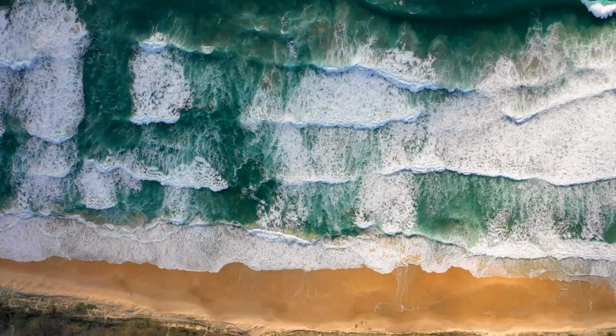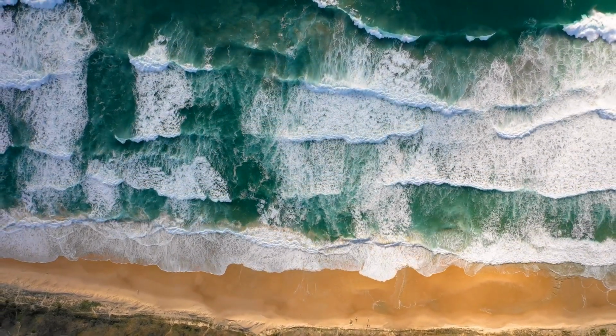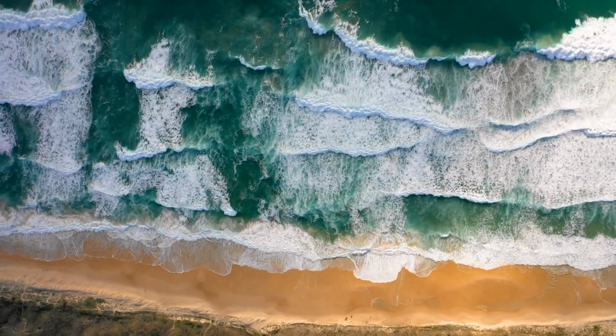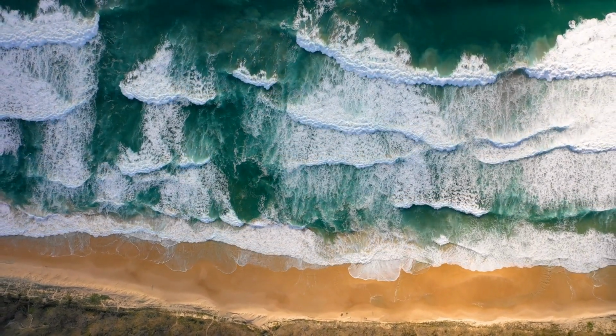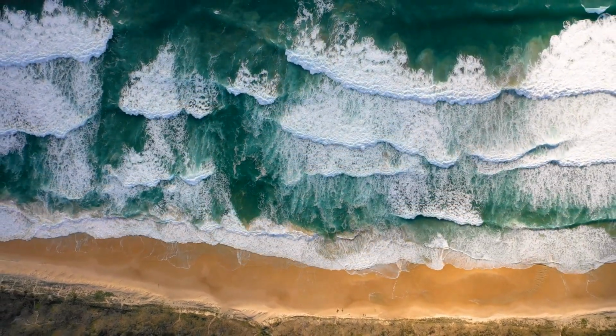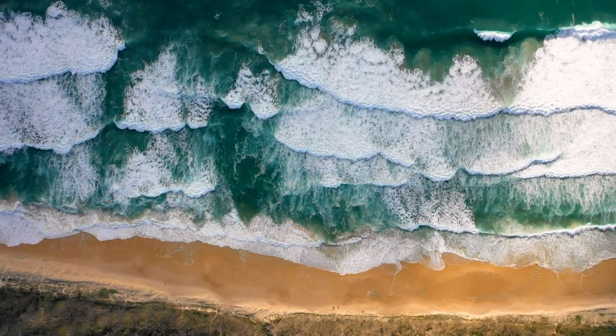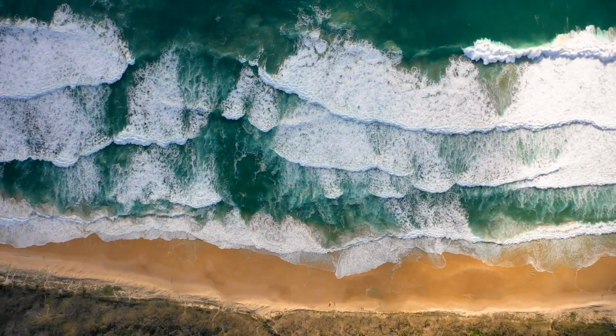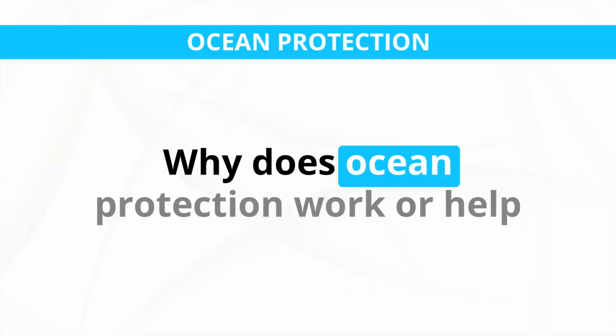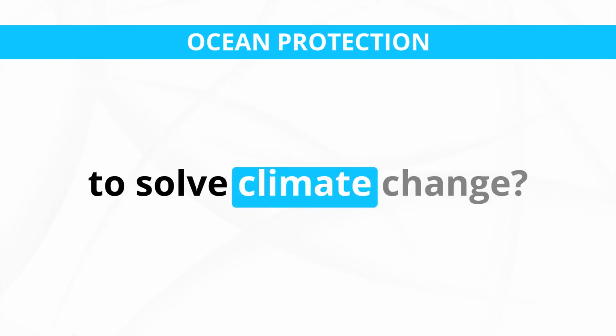But because things we do on land also affect the ocean, protection can include taking steps to reduce pollution that enters the ocean from rivers and the shoreline, such as plastic pollution, toxic chemicals, and excess nutrients from fertilizers or sewage. Why does ocean protection work or help to solve climate change?